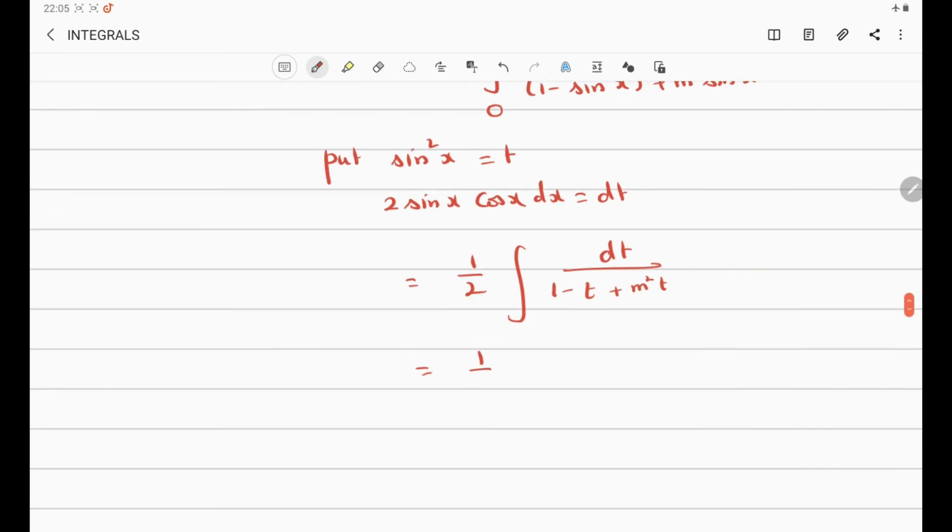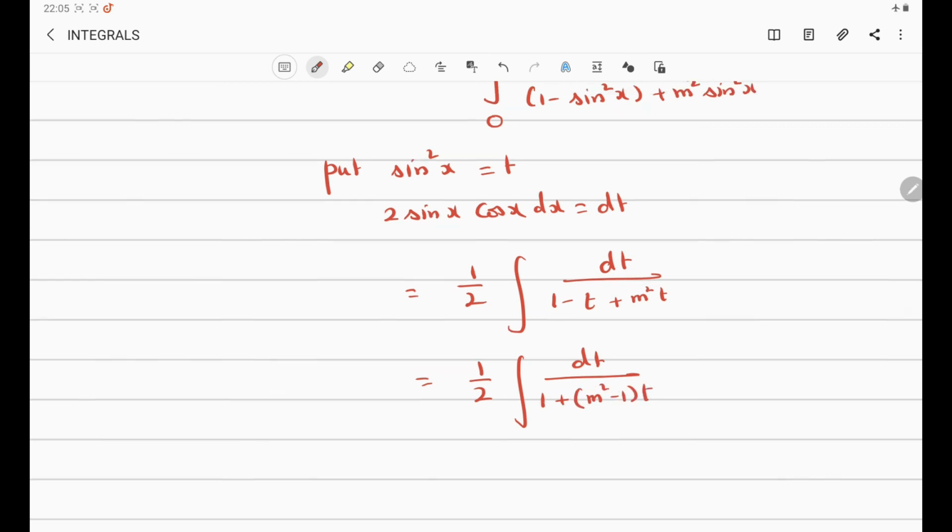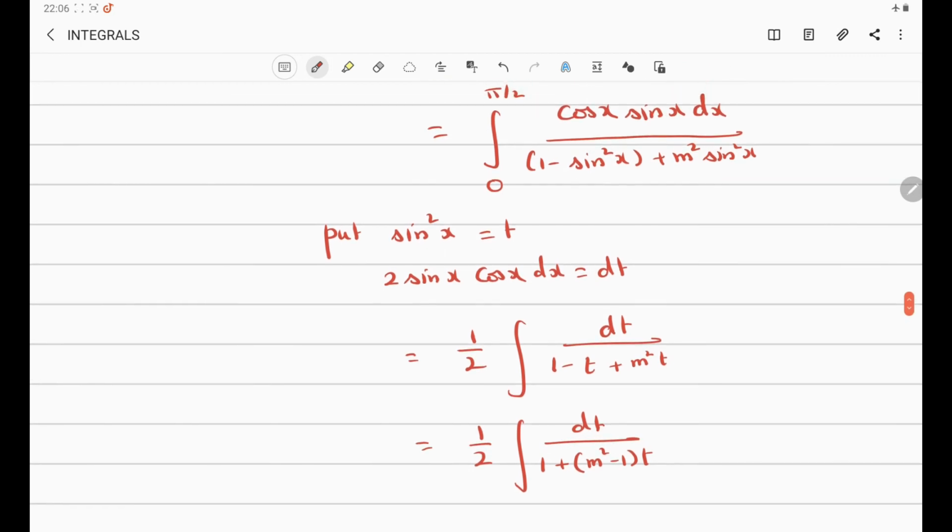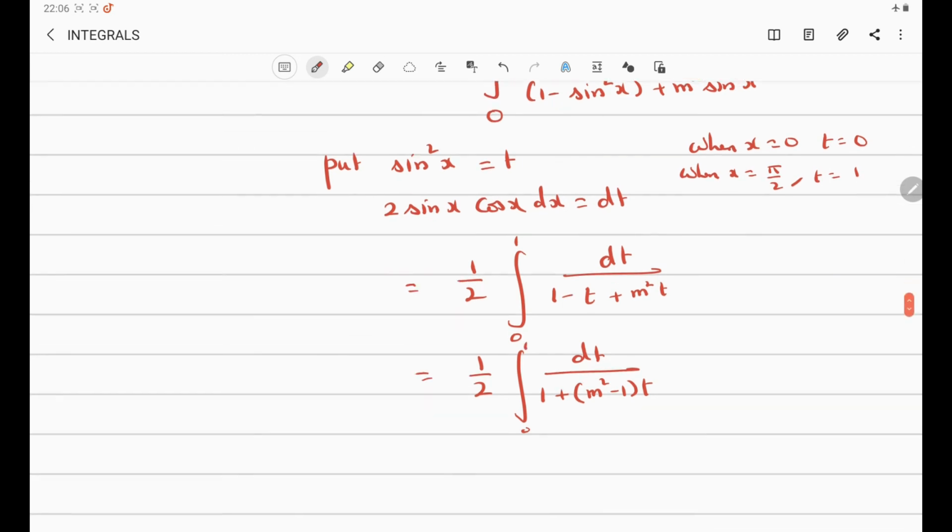that is 1 by 2 into dt by 1 plus m square minus 1 into t. Now let us see the limits. So when x equal to 0, t equal to sin square 0, that is 0. When x is equal to pi by 2, then t equal to sin square pi by 2, that is equal to 1. So the limits are 0 to 1.